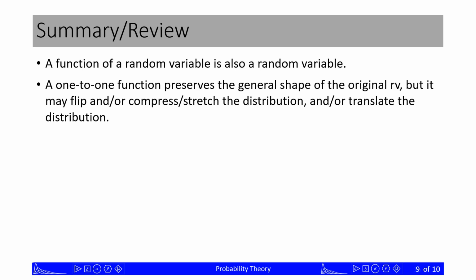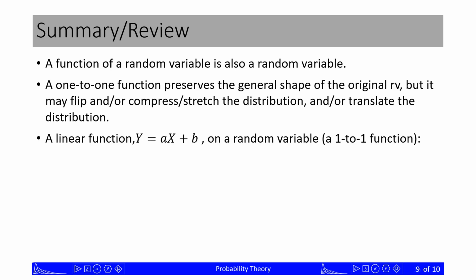1, it may reflect the distribution about the origin. 2, it may compress or stretch the distribution. 3, it may translate or shift the distribution. 4, it may do any combination of these 3 actions. Now, a special case of a 1-to-1 function is called the linear operator. It has the form y equals ax plus b.